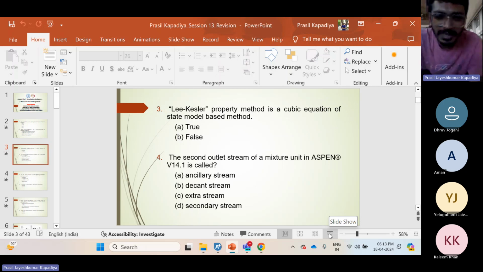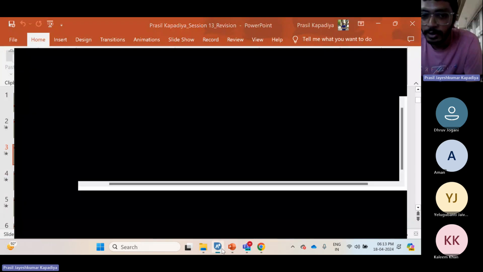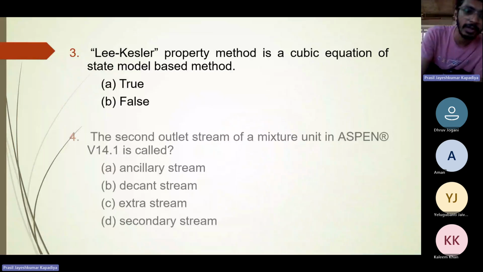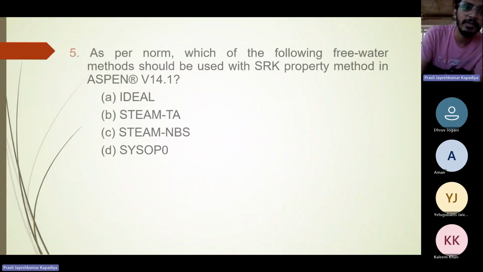That is generally based on some density. I assume that you will not be getting this Aspen window, so you should know these easy answers. Okay, then question number 5.